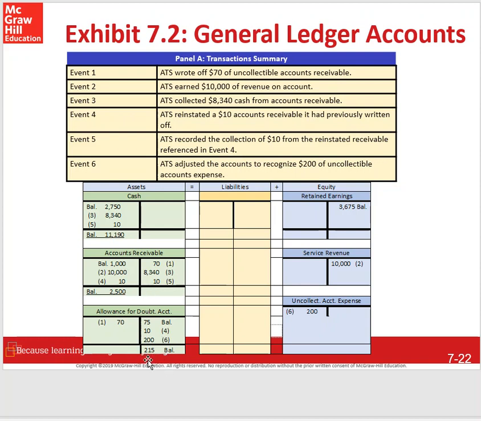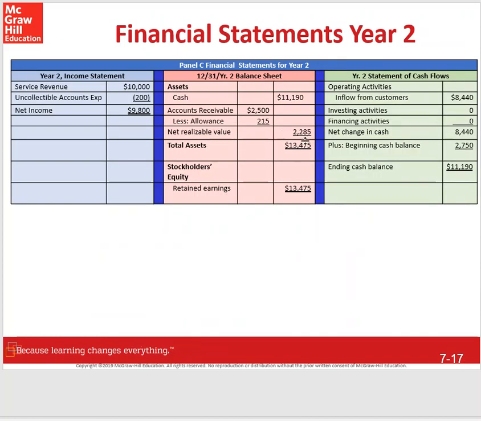So we're reinstating here in step 4, and then we're collecting the $10 in step 5. We have an allowance now of $215. So what's our net realizable value? Can you compute it? Accounts receivable has a balance of $2,500, and we subtract our allowance of $215. So we're expecting to collect how much? Our net realizable value will be $2,285. That's what we actually think we're going to collect.